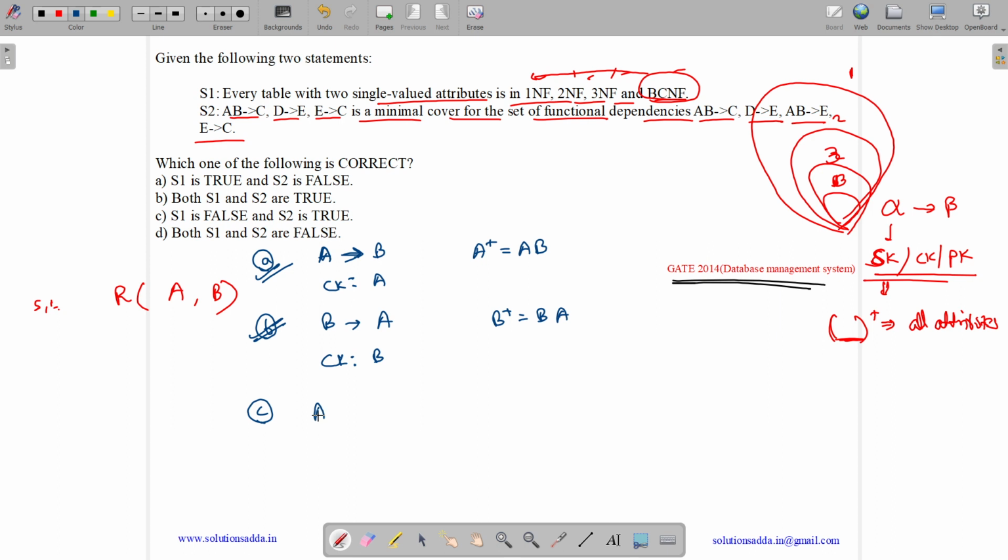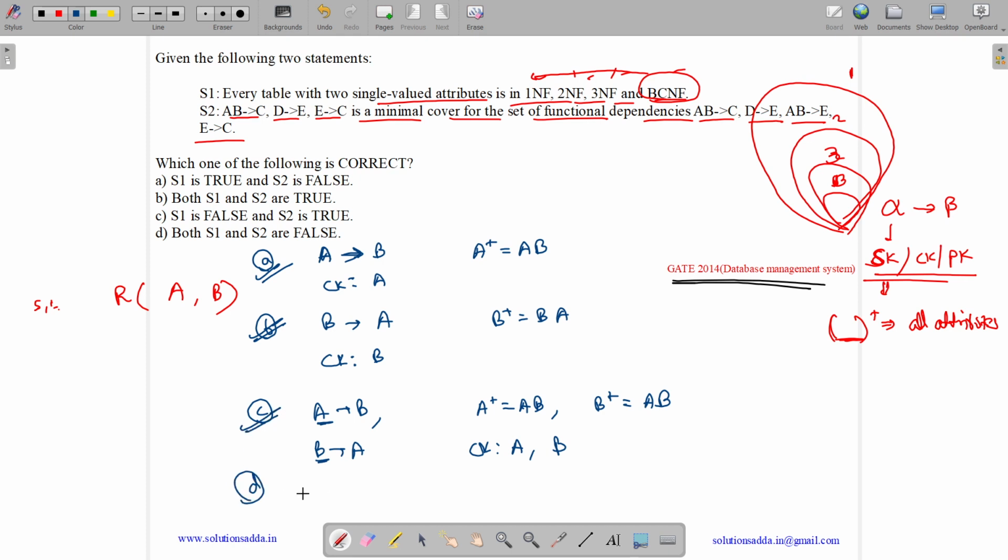The third case is we can have A determines B, and second, B determines A. So here A can determine both A and B, and B can determine both A and B. So candidate keys are A as well as B. See, for this FD, the left hand side is a candidate key. Yes, A is a candidate key. For this FD, B is a candidate key. Yes, it is the left hand side. So it is also in BCNF.